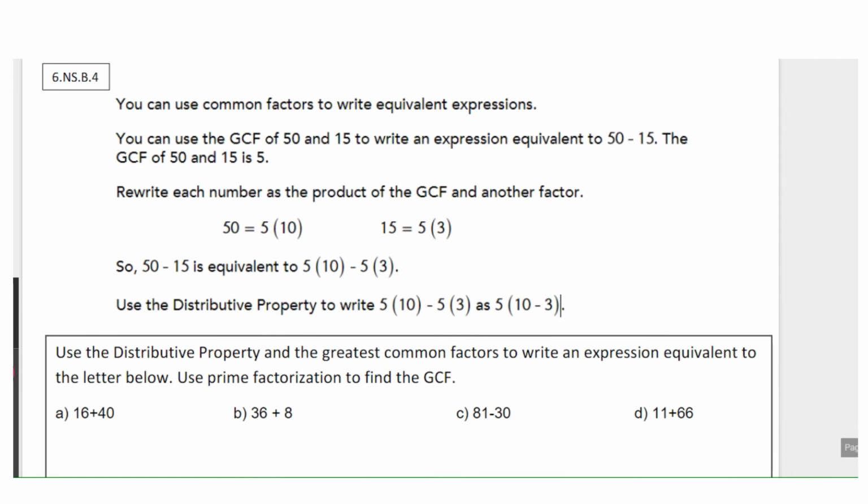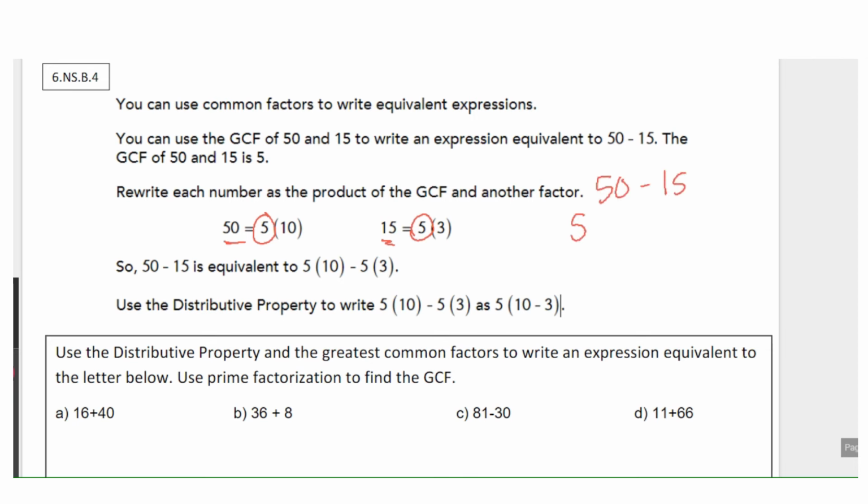We're going to practice this down here. So the greatest common factor of 50 and 15 is 5. So you can factor out a 5. If I factor out the 5, I want it to be equivalent to 50 minus 15. I'm factoring out the 5.